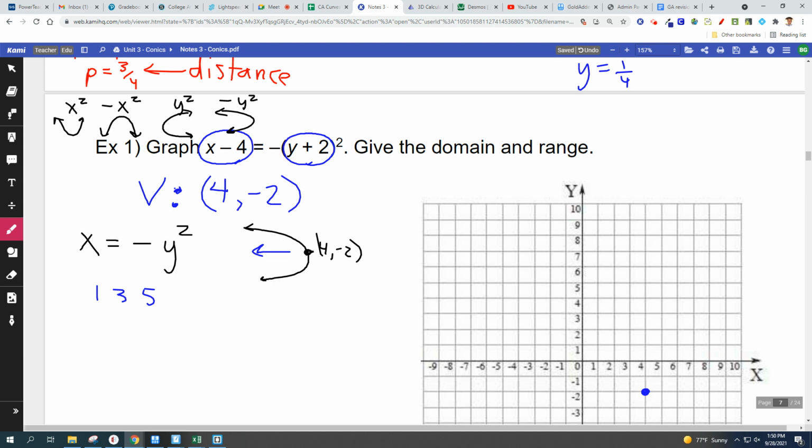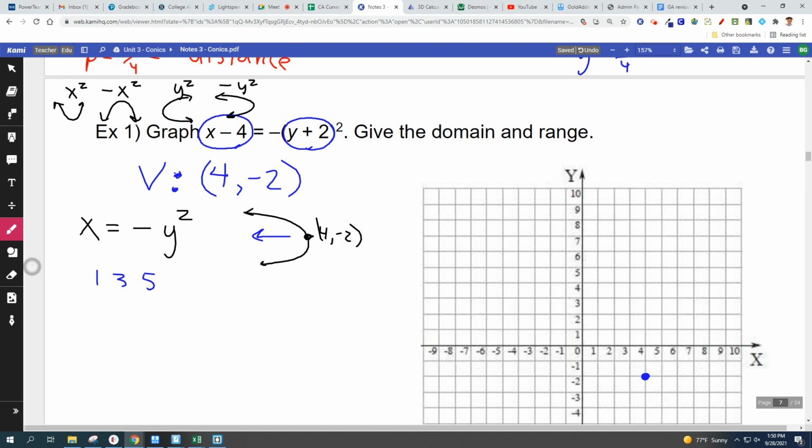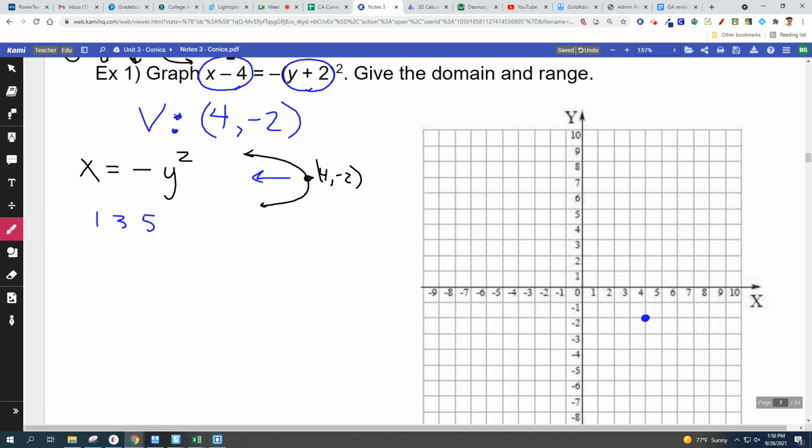So 1-3-5. When I look at my graph, I'm going to start at my vertex. I'm going to go left 1 and up or down 1. The second number is always 1. The denominator is always 1. I'm going to go over 3, up 1, down 1. Over 1, 2, 3, 4, 5, up 1, over 5, down 1. Look like that. Be very careful. Draw your parabola. That's pretty much what it looks like.